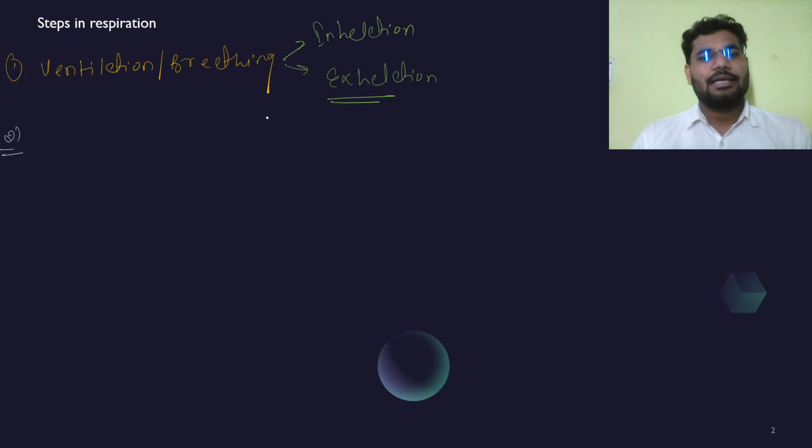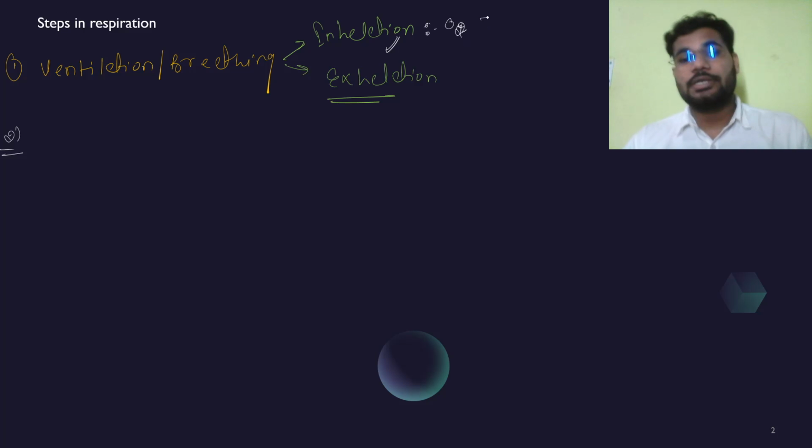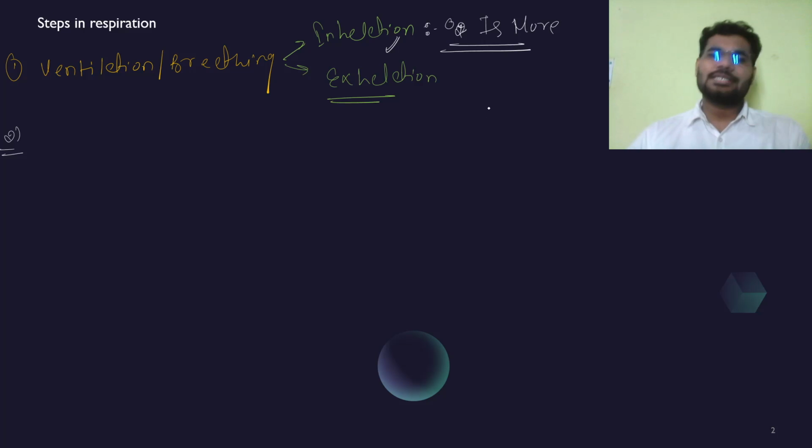So what exactly happens? We know that the air that we have inhaled is rich in oxygen, so O2 is more. In inhaled air, the O2 is more, and of course it is less in CO2. I'm not saying that the inhaled air does not have CO2, but it has it in a lesser quantity. So what exactly happens? Let me give a representation. Let me try to make an alveoli.